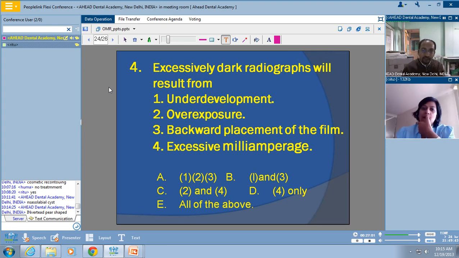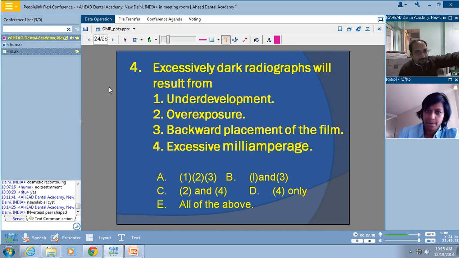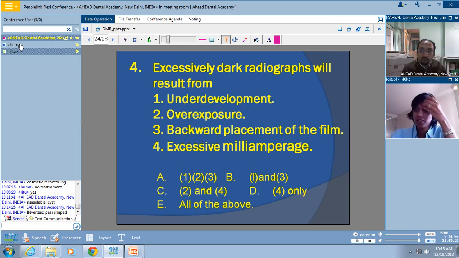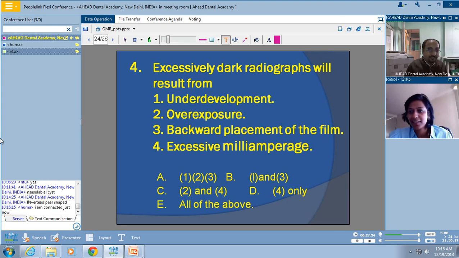Yes. What about backward placement of the film? If you place the film opposite, instead of placing it like this, then what will happen? When we do a backward placement of the film, we can see some cart eye track pattern appearances, but it will not be dark. Okay? It will not be dark.